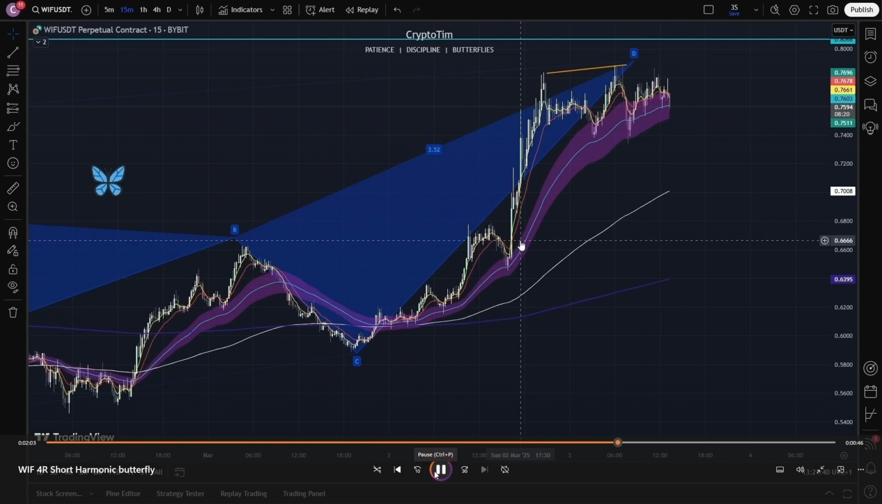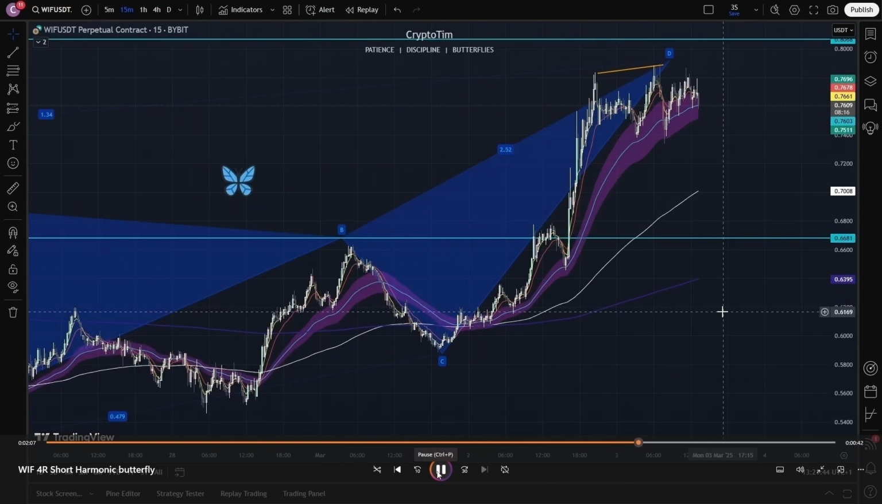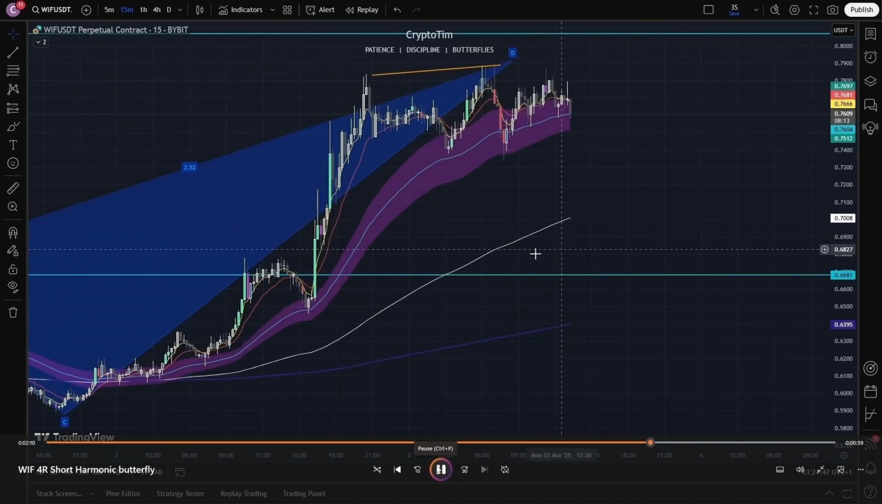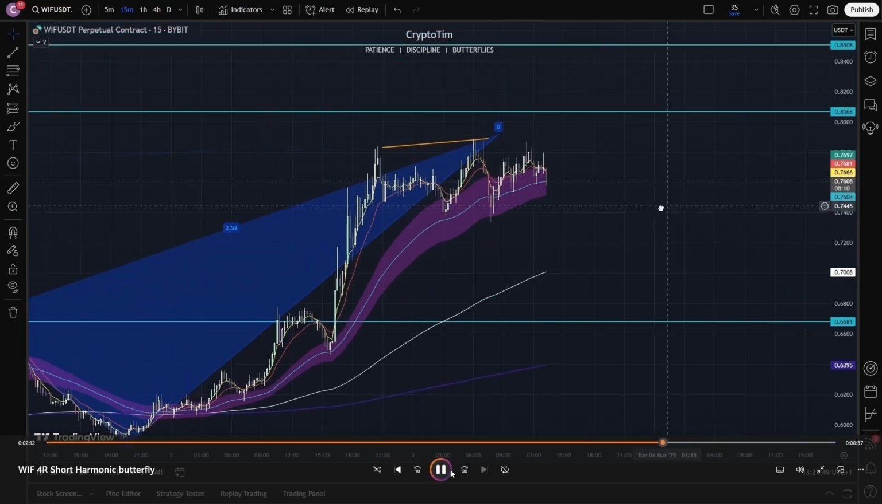So we now know this is a valid butterfly pattern. So I want to look for a short setup to try and anticipate this pattern playing out. I'm now indicating my B point, as this is usually a zone that I like to look for a TP. You can see also right here, it has this very big green candle and a fair value gap sitting right there. So an extra confluence for a TP zone.